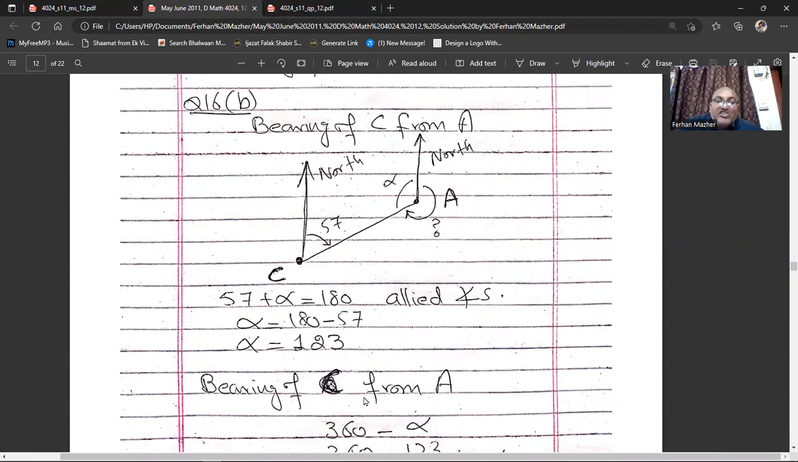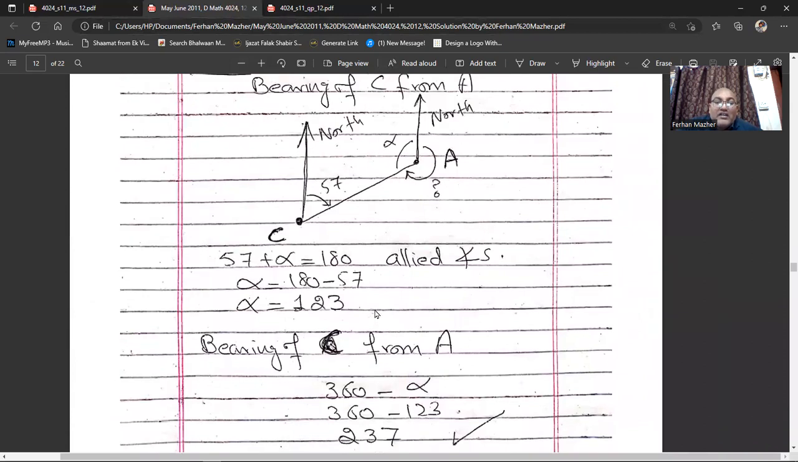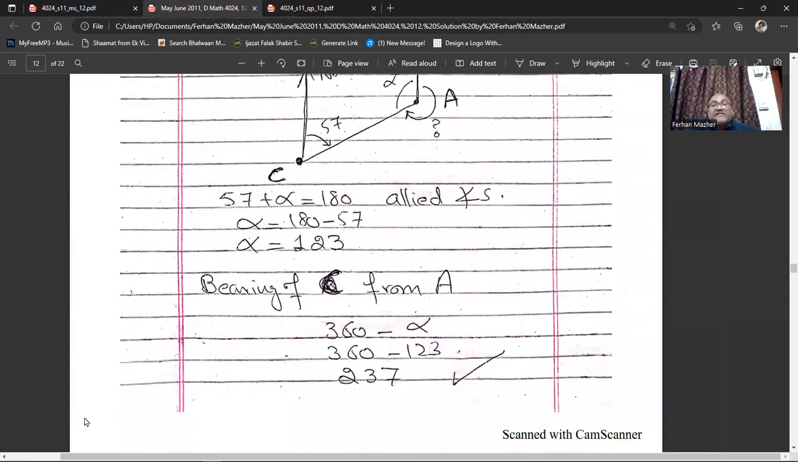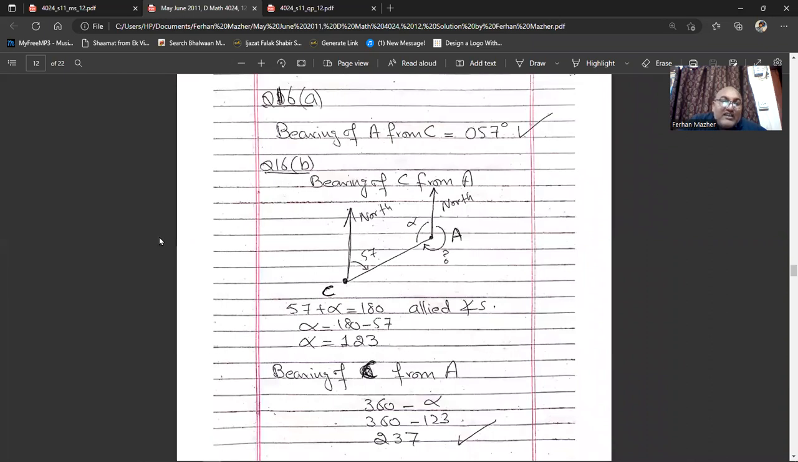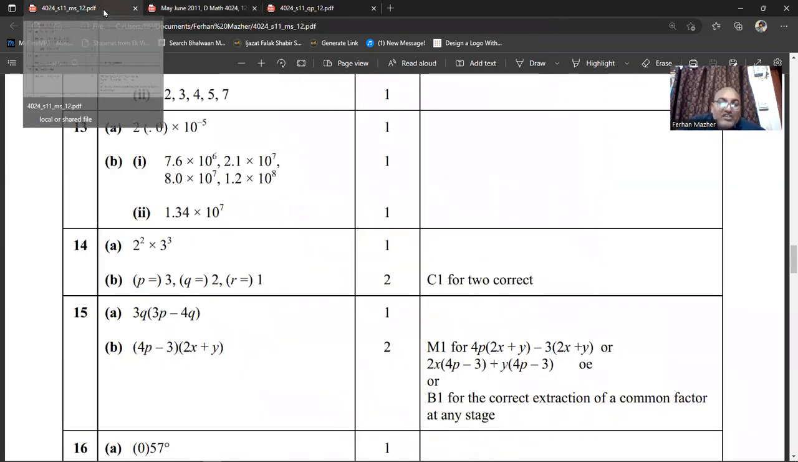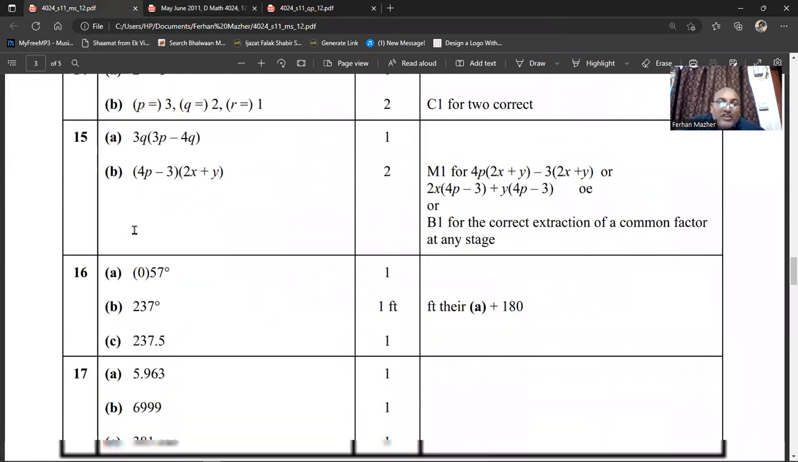The bearing of C from A will be this. This outer angle is 360 minus alpha. So it will be 360 minus 123. So that will be 237. So hopefully you understand. I can show you. This is the whole question. Question number 16. The whole question is showing up.